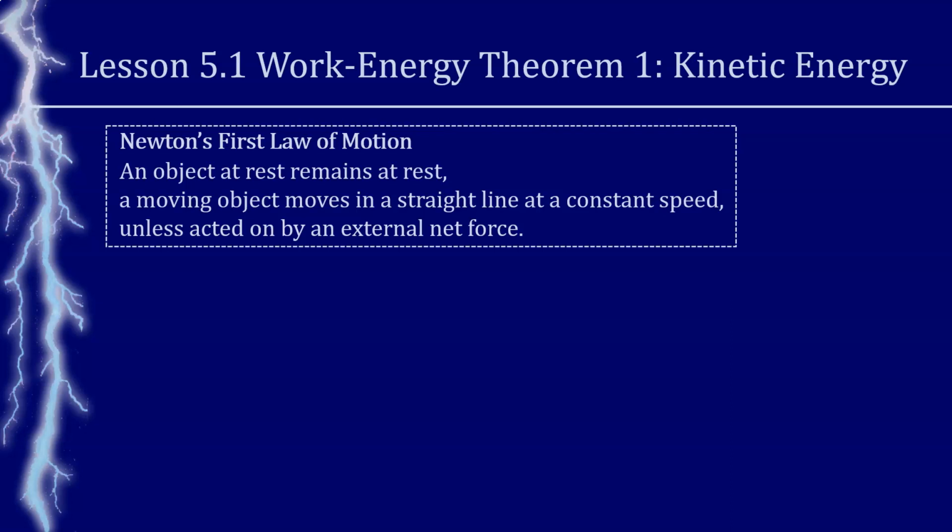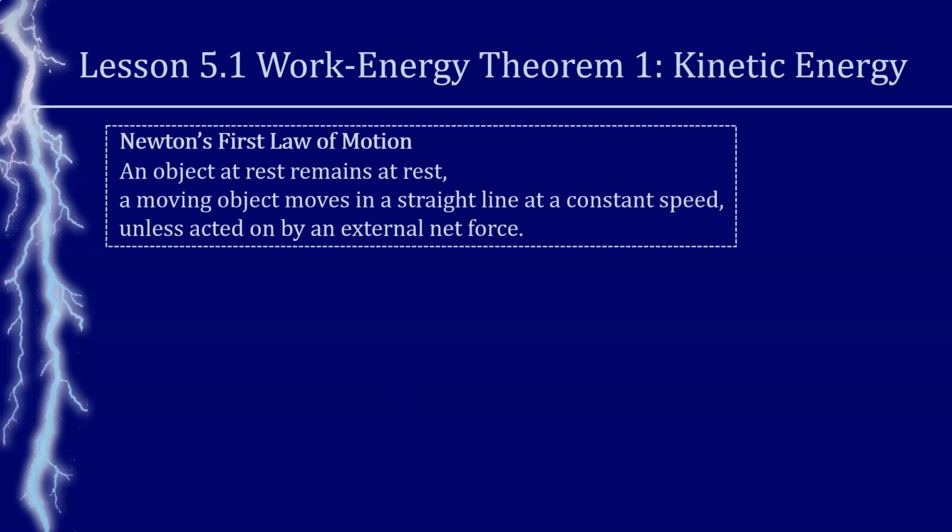The first law of motion identifies that an object that's at rest remains at rest. An object that's moving will continue moving in a straight line and at a constant speed. And in order for either of those conditions to be changed, there has to be an external net force acting on the object that causes it to change its motion away from moving in a straight line at a constant speed or away from being at rest.